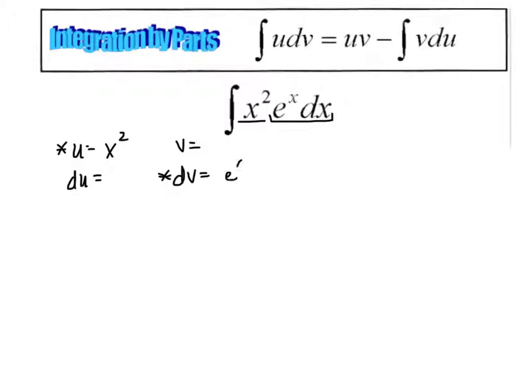So now I fill in the rest. And we do the magic 7. Okay, so I've got uv minus the integral of v du.